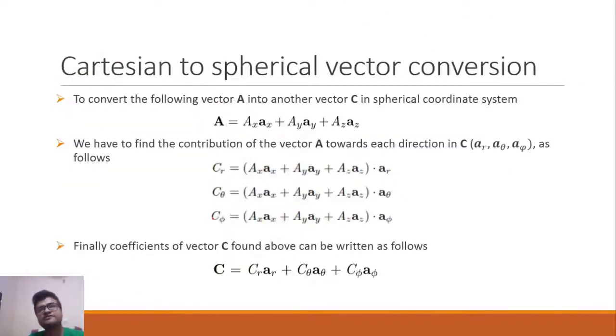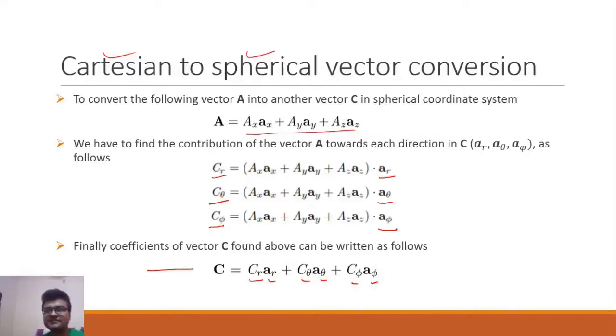Similarly, if you want to convert a vector which is given in the Cartesian coordinate system into the spherical coordinate system, you have to again dot multiply this complete vector A with the A r direction, A phi direction and A theta direction. These directions are present in the spherical coordinate system. So if we multiply, we get some coefficients Cr, C theta and C phi. These coefficients are finally attached to their respective directions in the resulting answer. And this answer is nothing but the converted vector in the spherical coordinate system.